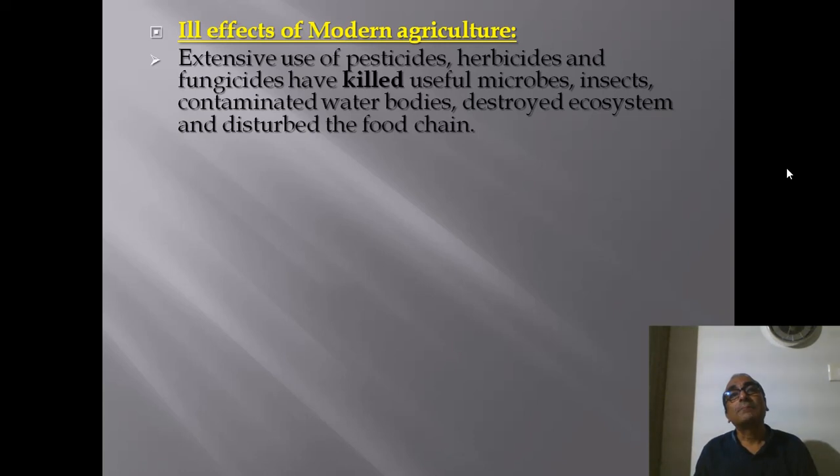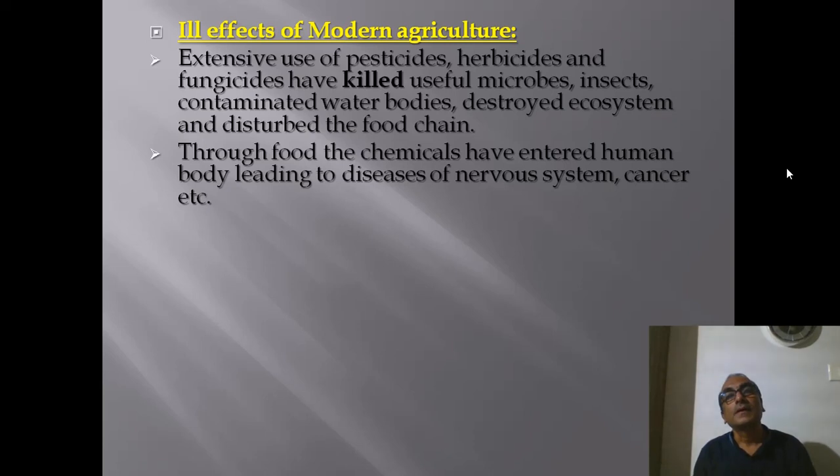So this is how the chemicals have had a bad effect on the ecosystem and destroyed the food chains. Then through the food, the chemicals have entered the human body, leading to diseases of the nervous system, cancer, etc. What does it mean? How does it get into the food? As the plant roots absorb the minerals, along with that, these excess chemicals which you have put into the agriculture field are also taken up.